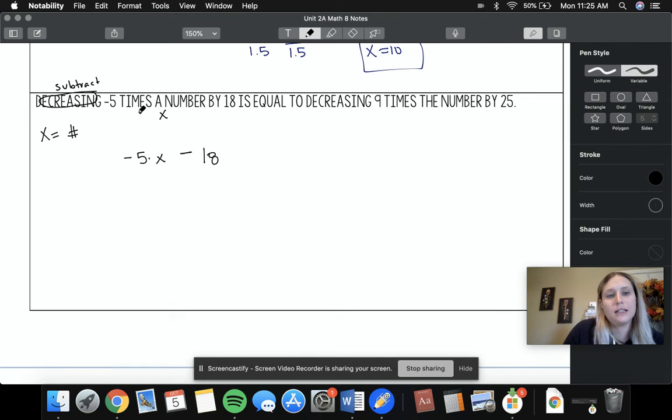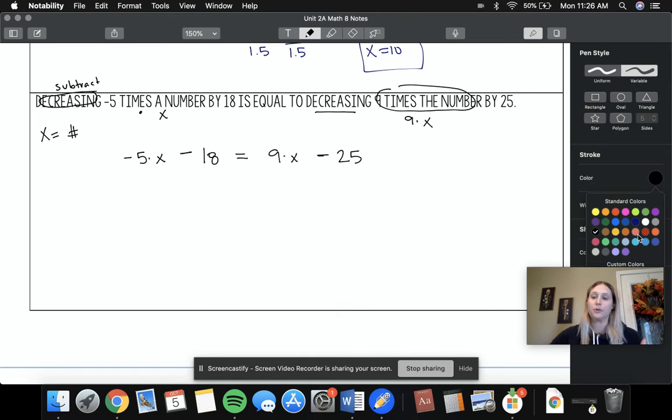So decreasing -5 times a number by 18. So -5x minus 18. And that is equal to decreasing or subtracting 9 times the number, so 9 times x, and subtracting that or decreasing that by 25. So again, this is just a very literal problem. You have to figure out what it is saying. It says decreasing, so we know that we subtract. We have 9 times the number, so 9 times x, and we're taking that and subtracting 25 from it. All right, so now we are going to solve this equation.